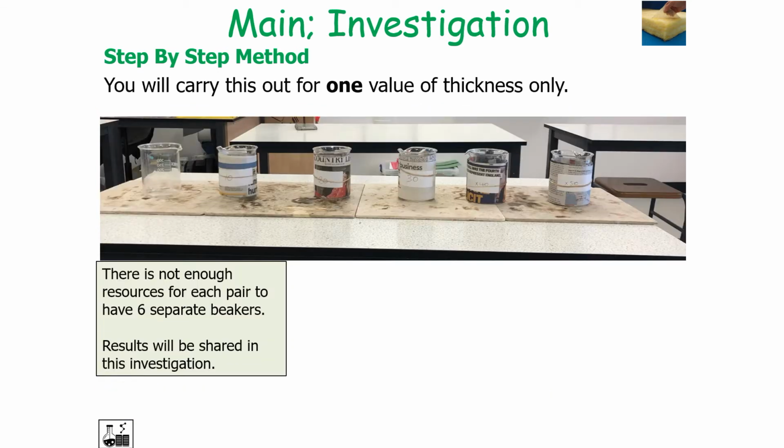You'll only carry this out for one value of thickness only, but in theory there should be 6 different values you would obtain when you share your results in the class: one with the control with no insulation, one with 10 layers, 20, 30, 40 and 50.